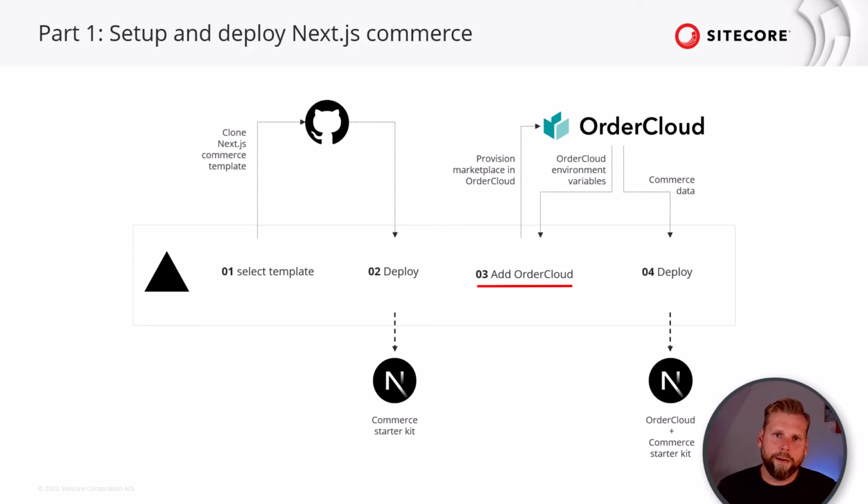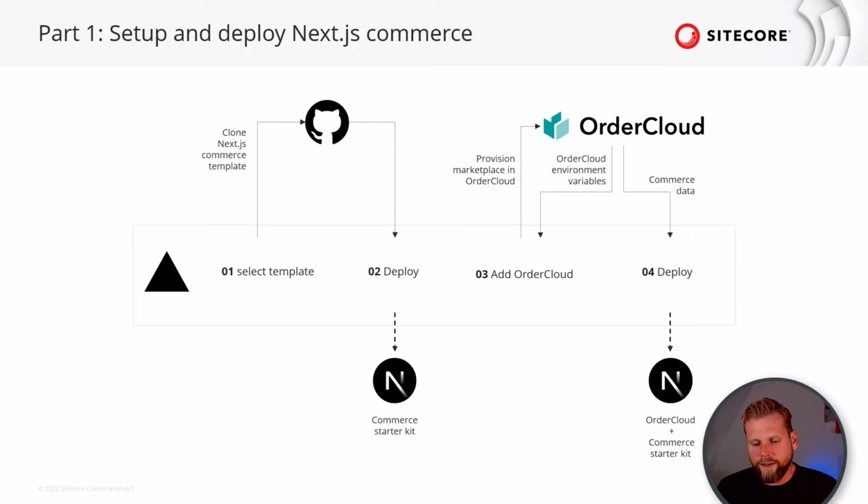So after we have the environment variables, Vercel can then talk directly into OrderCloud because it has all the different credentials there. Then we're going to pull another deploy, or we're going to redeploy basically. And the redeploy will then pull all the catalog product data from OrderCloud and statically generate our website and host it on Vercel using all that data from OrderCloud. So then we have our full site up and running, a B2C commerce storefront.